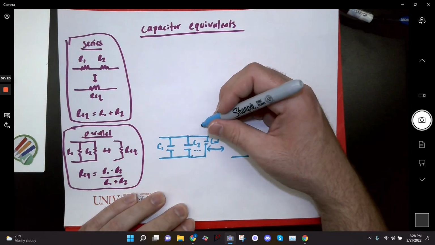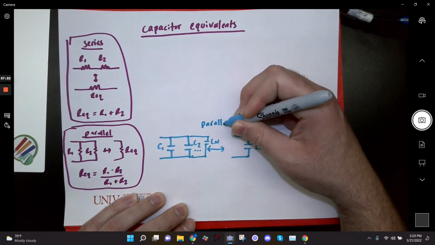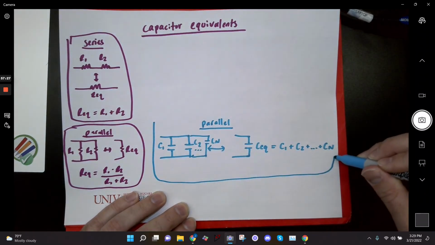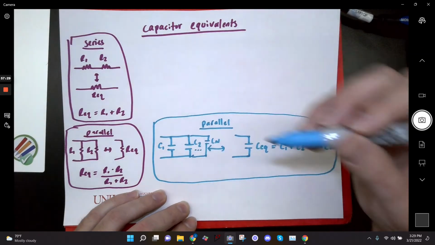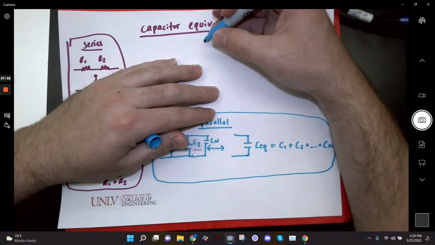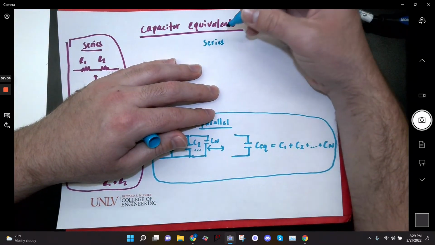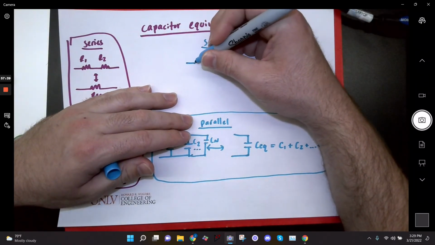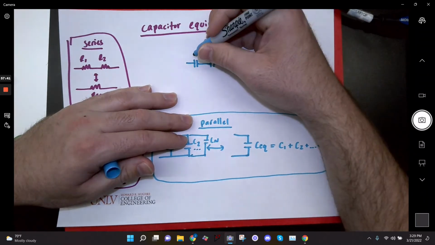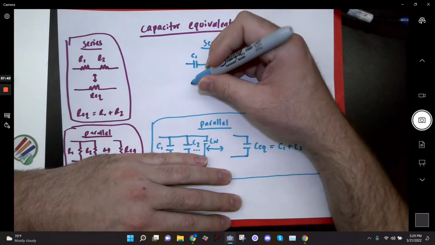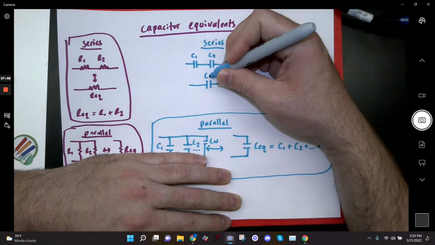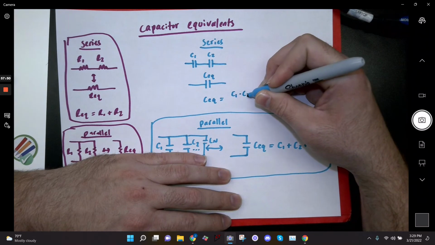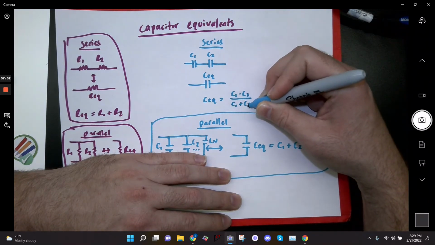And this is the much more common case, because we use capacitors in parallel all the time in all sorts of places. Like I said, I have yet to see an application for series capacitors. But they do operate the same way that resistors operate in parallel. So if I had 2 caps in series, then my equivalent would be C1 times C2 over C1 plus C2.